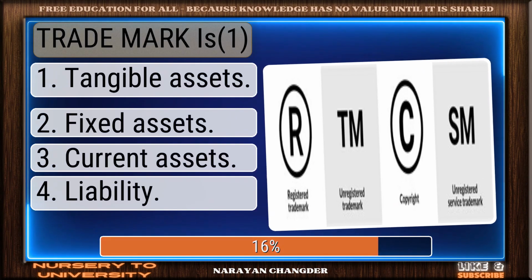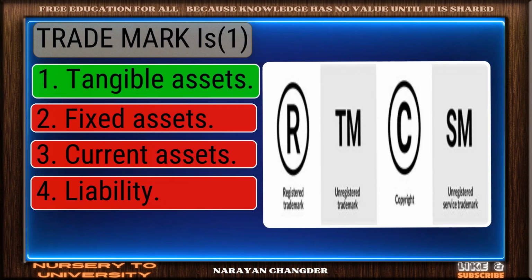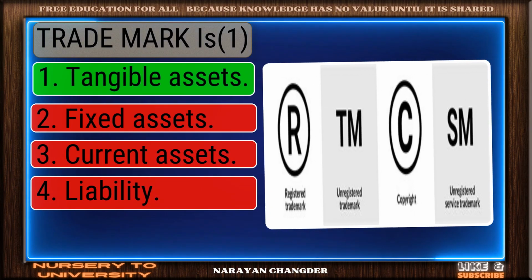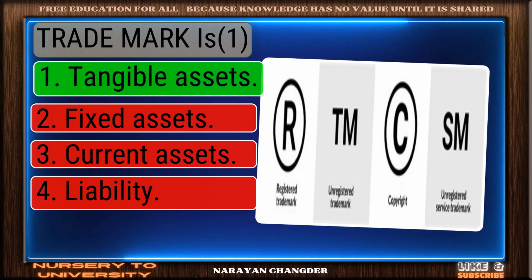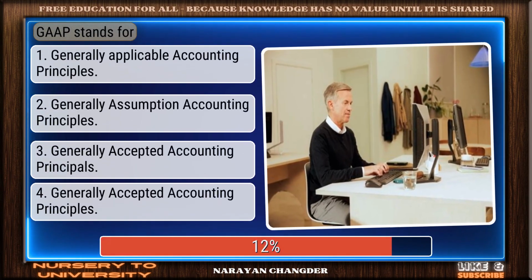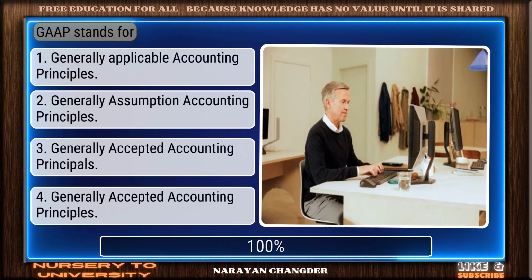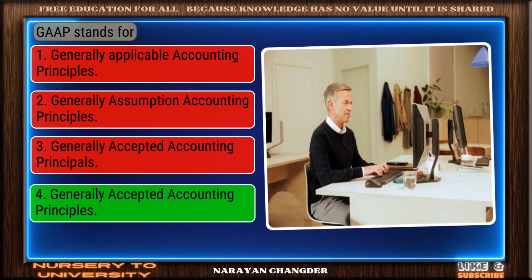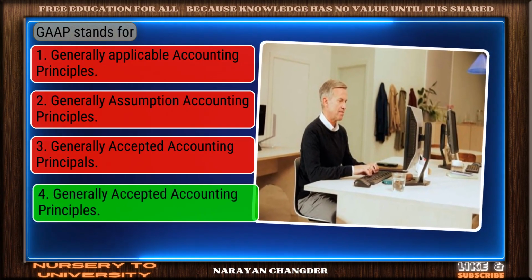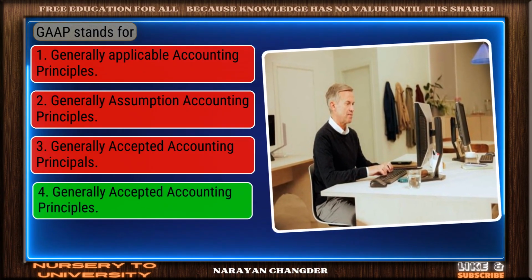Trademark is. Solid response. Tangible assets is a valid choice. GAAP stands for. Excellent. Generally accepted accounting principles is a brilliant choice.